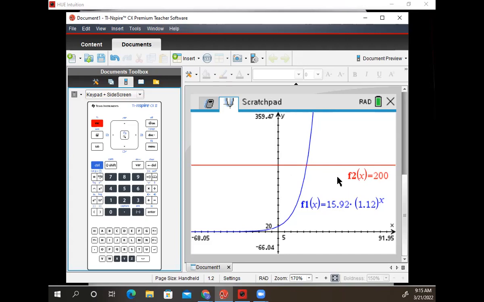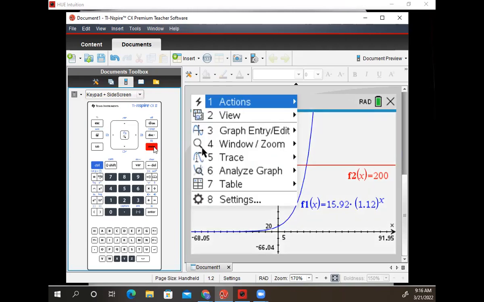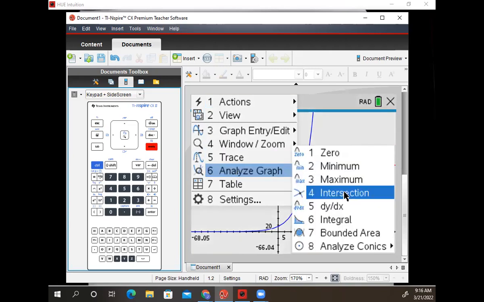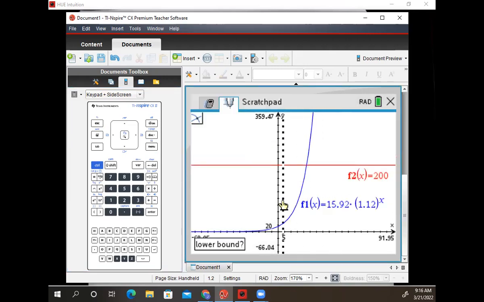If I want to know the first day that the cases will be above 200, I'm going to look for that intersection point here. So I'm going to go to menu, analyze graph, and we're going to look for that intersection. So I'm going to click on either side of where that intersection is. Remember, you're not trying to land on it. You don't need to do that. Let the calculator do the work for you. So that intersection happens on day 22, right? We're not yet to day 23. So I'm going to say after about 22 days.